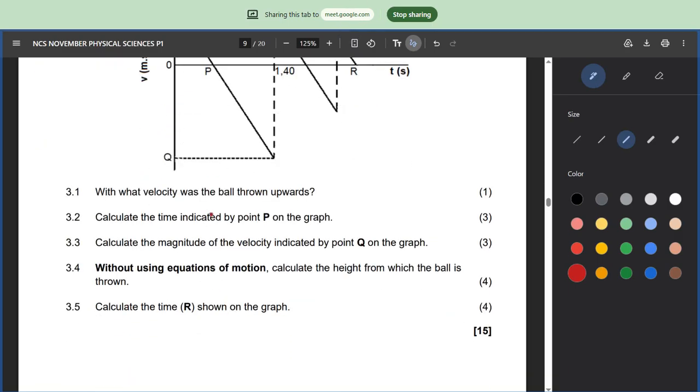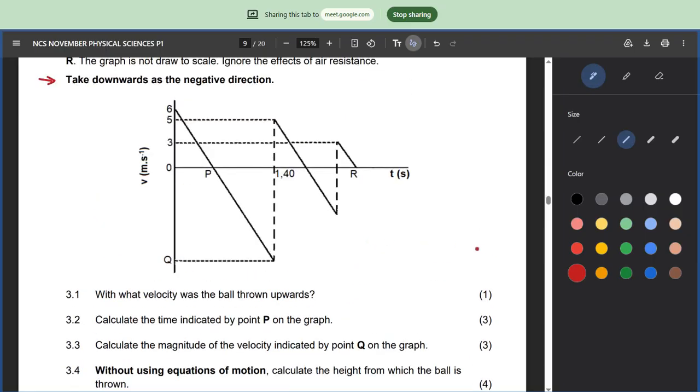What was the velocity of the ball thrown upward? Do you know where all this starts? Is the starting point R? Nope. It's going to start here. Yes, because it bounces down, up. So it starts at 6 meters per second. This is the initial velocity. So this is V initial.